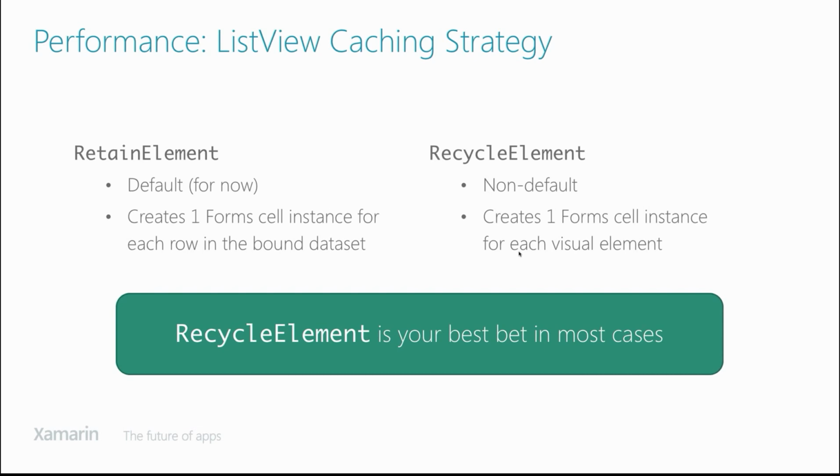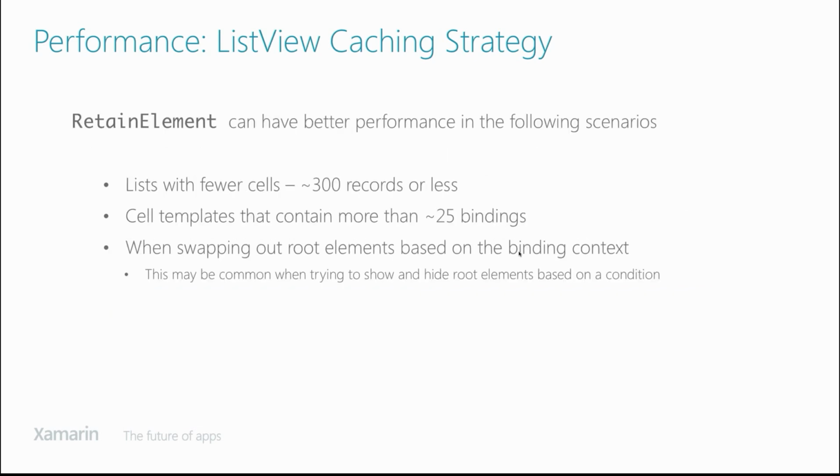RecycleElement is your best bet for most scenarios. So across the board, RecycleElement is probably going to be what you want to be using moving forward. But RetainElement can have better performance in certain cases. Those cases would be lists with fewer cells, 300 records or less, I would say. Cell templates that contain a lot of bindings. If you have a very complex cell or it's a big row, displays a lot of data, you have 25, 30 bindings, you may want to use RetainElement there.